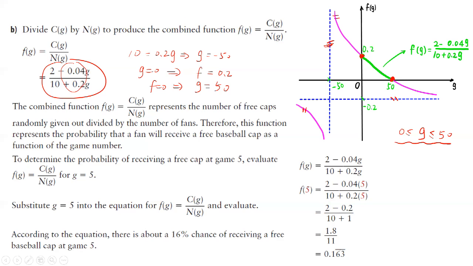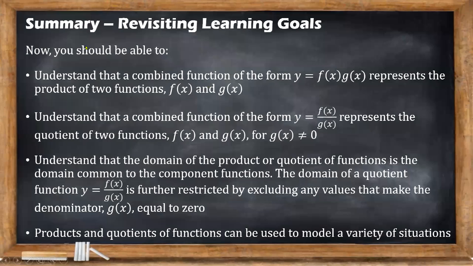Okay, now let's make a summary of what we have learned for today. Today we have learned that a combined function of the form y equals f(x) times g(x) represents the product of two functions, f(x) and g(x). And a combined function of the form y equals f(x) over g(x) represents the quotient of two functions, f(x) and g(x). Of course, g(x) is the denominator, which is not zero, right?